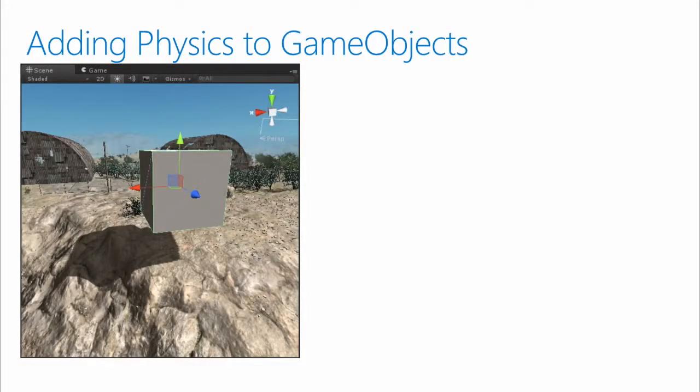Now, adding physics to game objects here, I have a little screenshot of this floating cube in space.